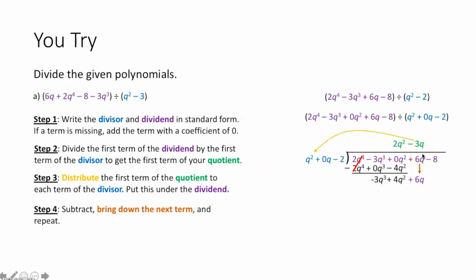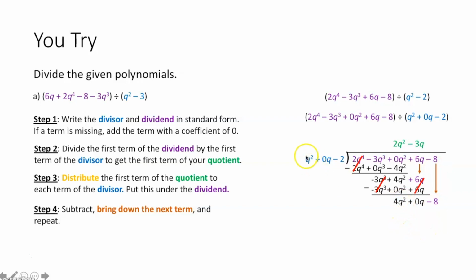We then distribute that to each term. So negative 3q times q to the 2nd is negative 3q to the 3rd. Negative 3q times 0q is going to be 0q to the 2nd. And then negative 3q times negative 2 is positive 6q. So we then subtract these. The first terms cancel out. That's why we did that. 4q to the 2nd minus 0q to the 2nd. That's just 4q to the 2nd. And then the 6q and the 6q also cancel each other out. So we just get plus 0q. We then drop down this negative 8 and repeat our process.